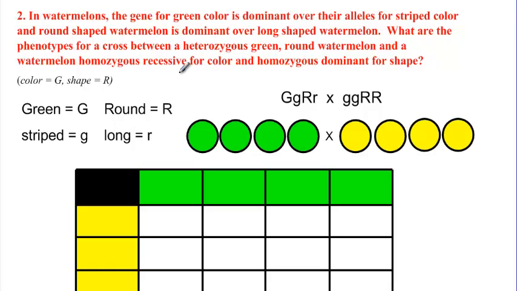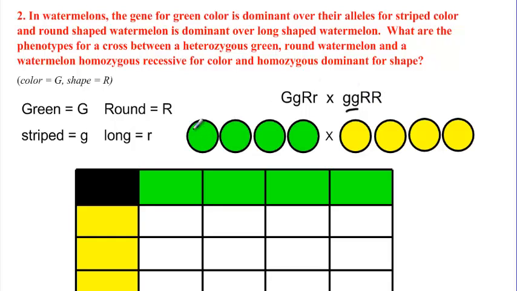Number 2, now we're looking at watermelons, and we've got green and striped. Green is dominant, round and long, and round is dominant. So my first watermelon, heterozygous green, big G, little g, round, and so that term applies for both, so big R, little r. It's going to be crossed with homozygous recessive for color, so that's going to be 2 little g's, as is represented right there, and then homozygous dominant for shape.